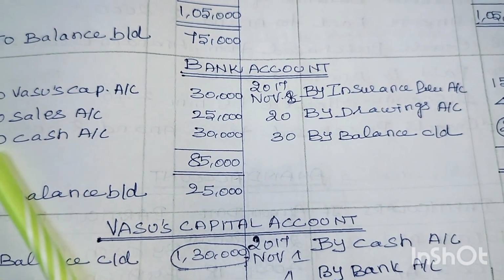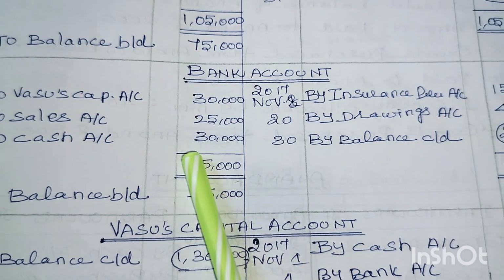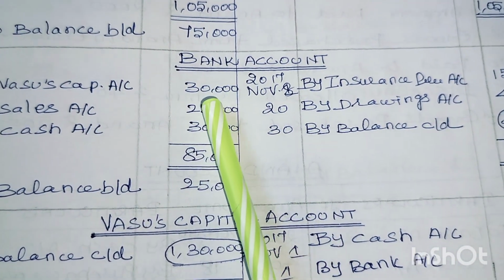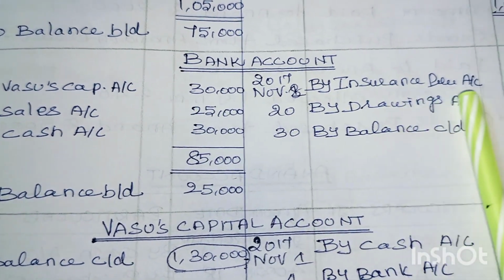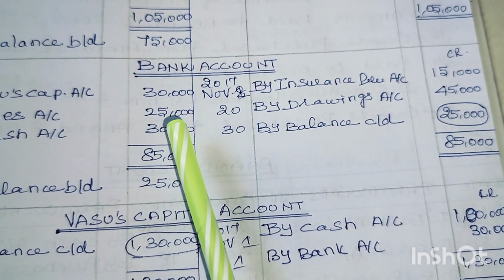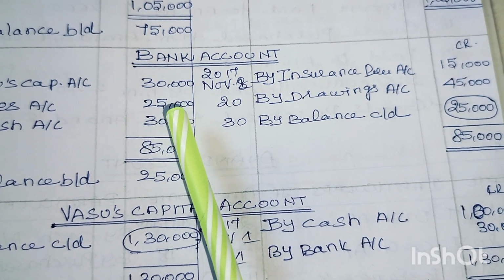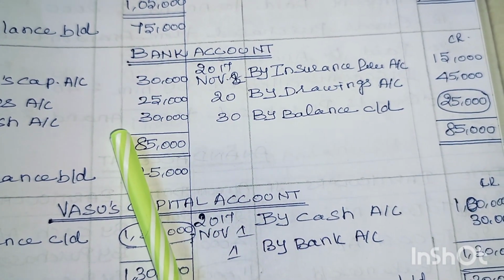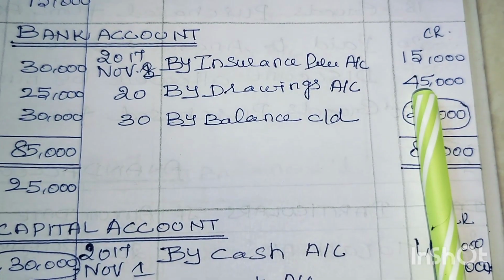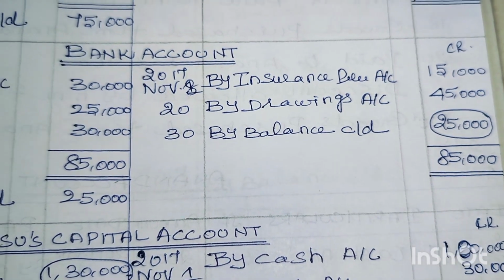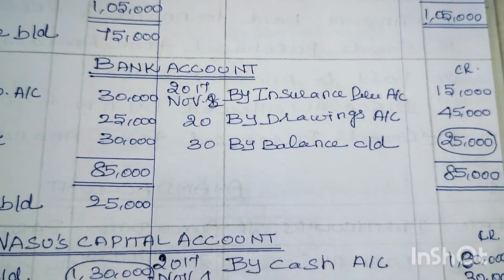Okay. So what we do now is find which side has the bigger value. All the bank transactions are posted on the ledger account. Now we are going to find which side has the bigger value, debit side or credit side. Of course the debit side has the bigger value. The debit side has 85,000 and the credit side has 60,000. So which side has the bigger value? The debit side.